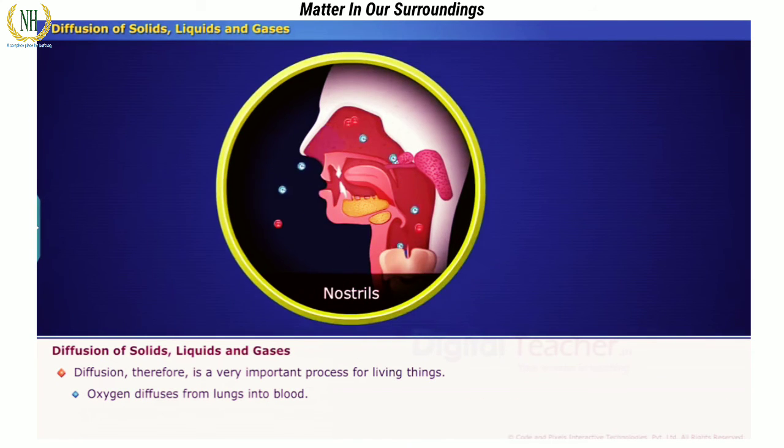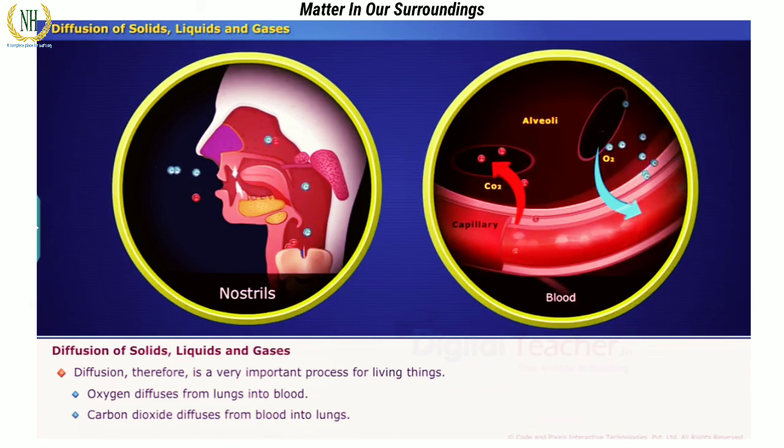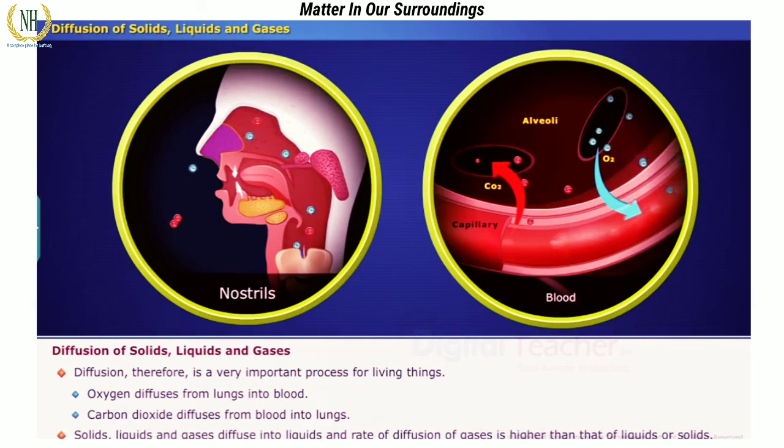Oxygen diffuses from lungs into blood. Carbon dioxide diffuses from blood into lungs. Solids, liquids and gases diffuse into liquids, and rate of diffusion of gases is higher than that of liquids or solids.